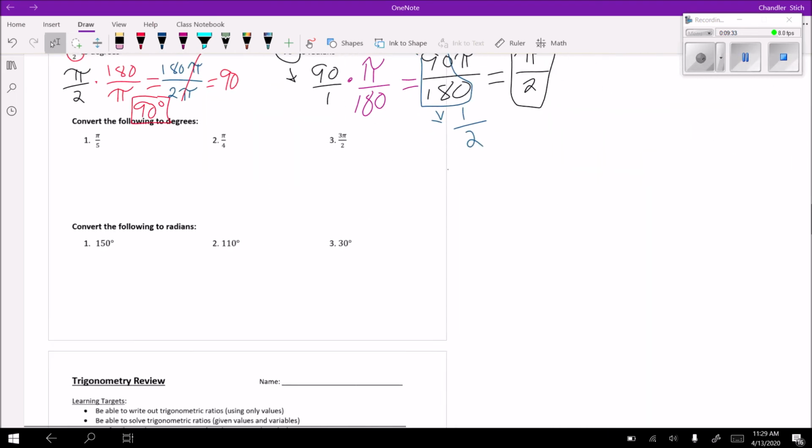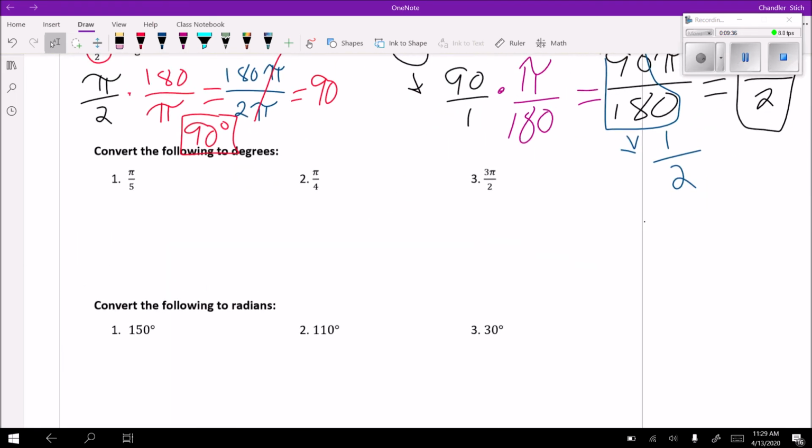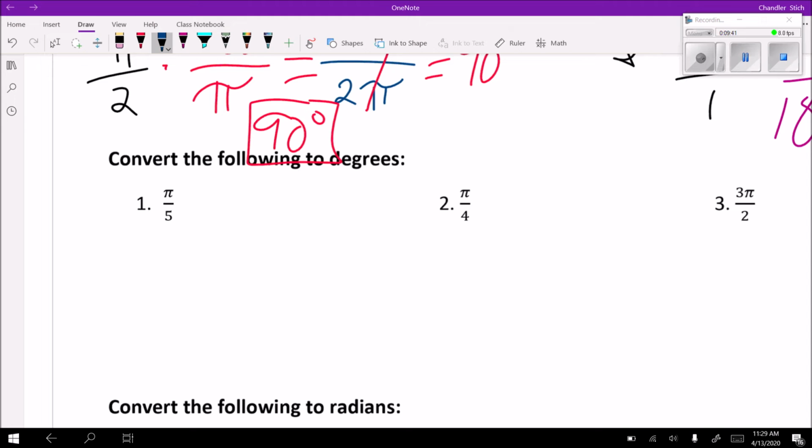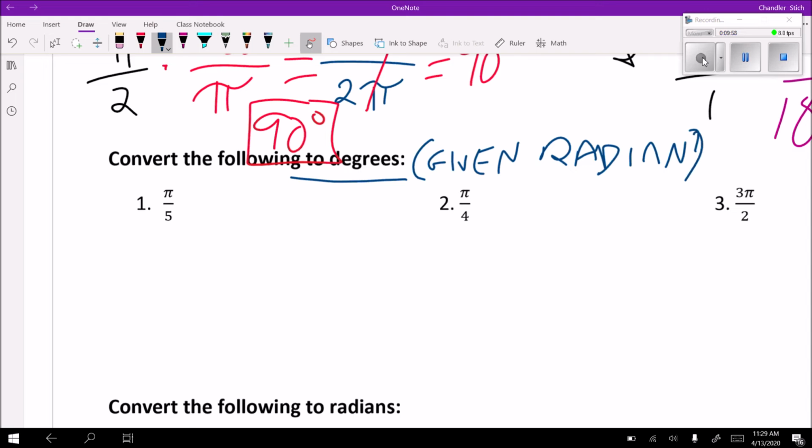All right, I'm going to do one of each of these, and then that's it. Then if you want to complete the other ones, great. But I'm going to do one of each. Pi over 5. Now I want to convert the following to degrees, which means I'm given radians. Let me rewrite that. Given radians. It wouldn't be giving you degrees and say convert to degrees. That doesn't make sense. It's giving you a radian and it's saying convert to degrees. Pi over 5.